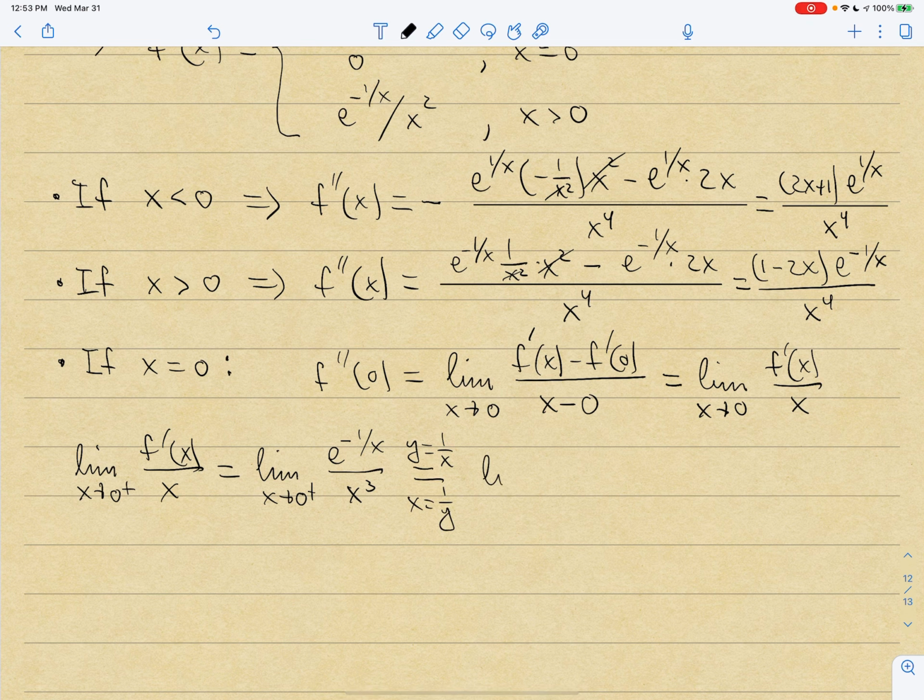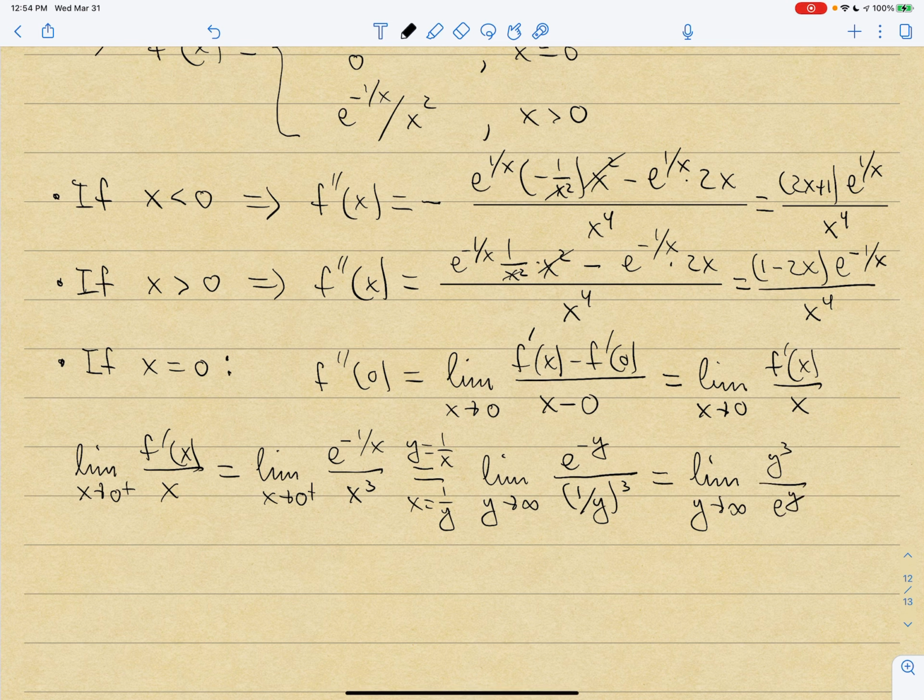And my limit becomes, limit as y goes to infinity, e to the minus y, and x is 1 over y, so 1 over y quantity cubed. So then y goes to the numerator, e to the minus y becomes e to the y in the denominator, so limit as y goes to infinity of y cubed over e to the y.